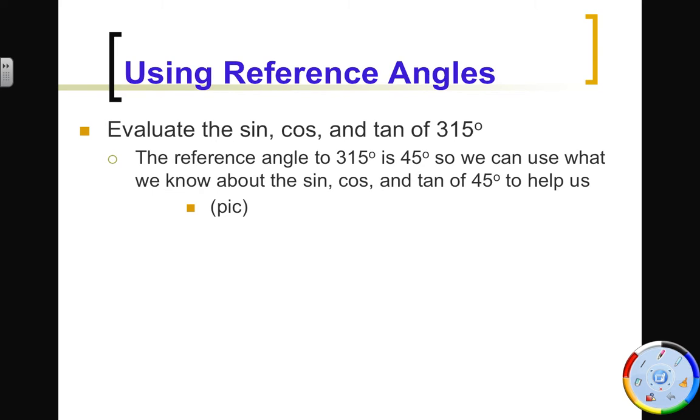So we know that the reference angle for 315 is 45. And so what we can do is use what we know about 45 degrees. So I told myself to draw a picture, so let's see if I can draw myself a picture. All right, so 315 degrees is right in here.